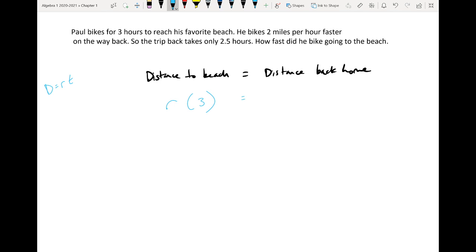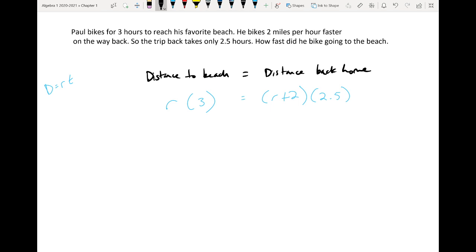When he goes back home, we do know something about his rate. His rate increased, right? By how much? Well, it says by 2 miles an hour, so it's going to be r plus 2. That's his rate. And then his time, in this case, is 2.5 on the trip back, okay?